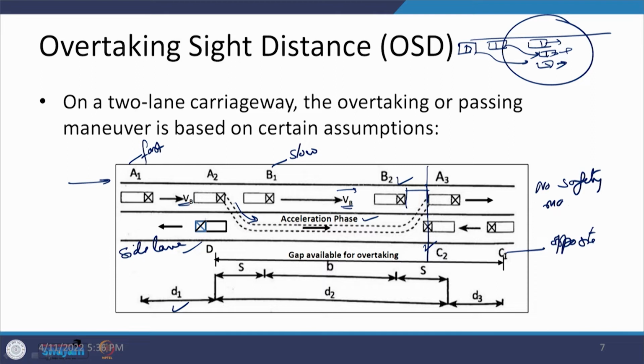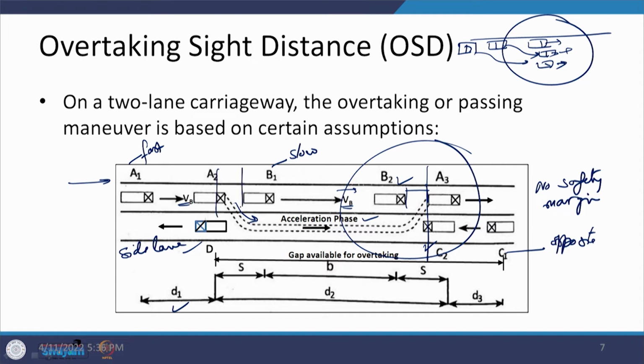When there is no safety margin, it means the decisions taken by the vehicle which is overtaking, the vehicle which is being overtaken, as well as the vehicle coming from the opposite direction matter. If all these drivers are not looking at the situation carefully, then there is always a possibility that something wrong may happen in this area.